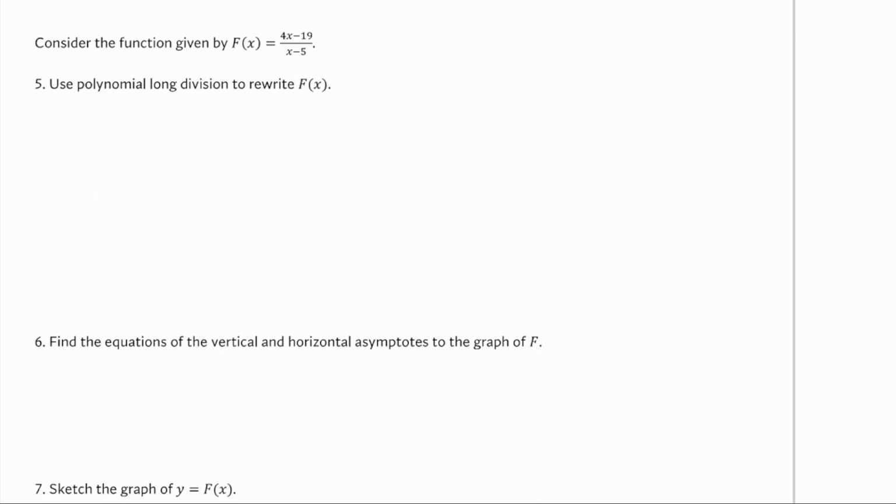All right, on the back, I've got another one of these. It's like, okay, linear over linear. But first it's going to ask me to do polynomial long division to rewrite f of x. So, or you can do this: 4x minus 19 divided by x minus 5.